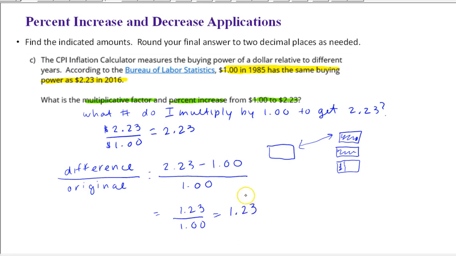Okay. Now we're going to take this value and write it as a percent. So 1.23 times 100% is a 123% increase. Okay. So it's 2.23 times as large as $1, but the increase from $1 to $2.23 is 123% relative to the original $1. Let's look at the next one.